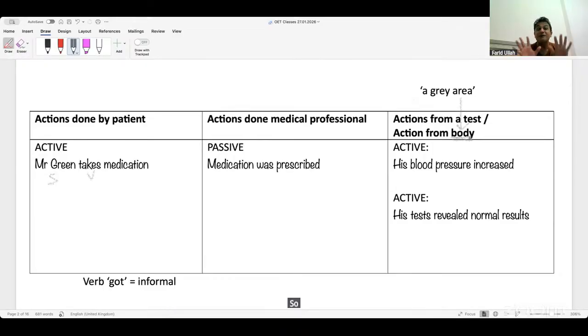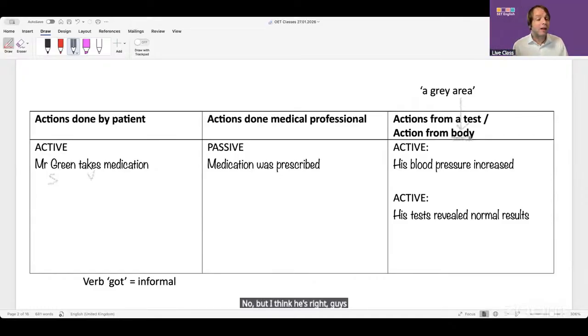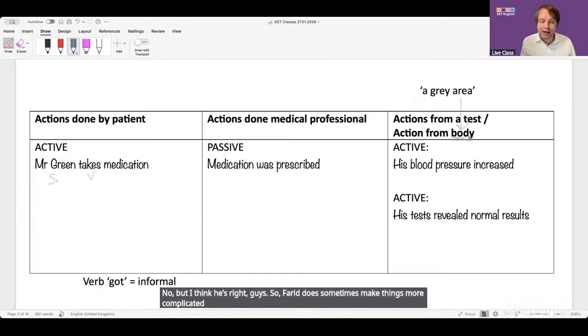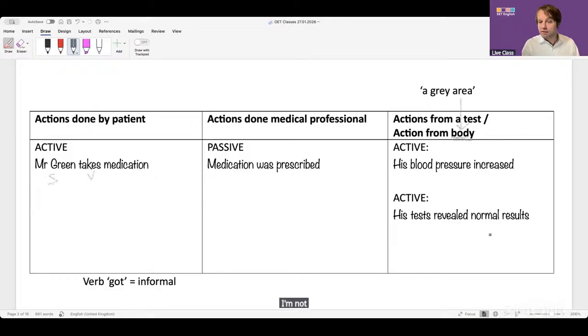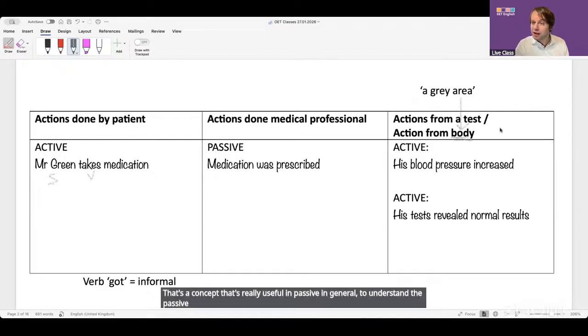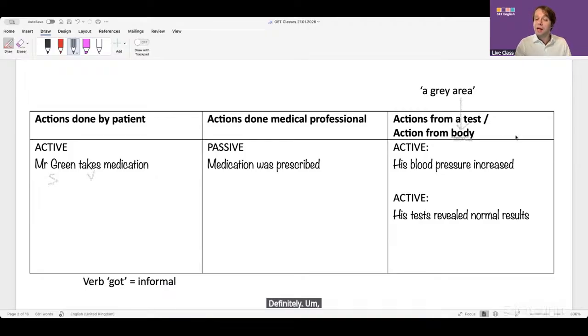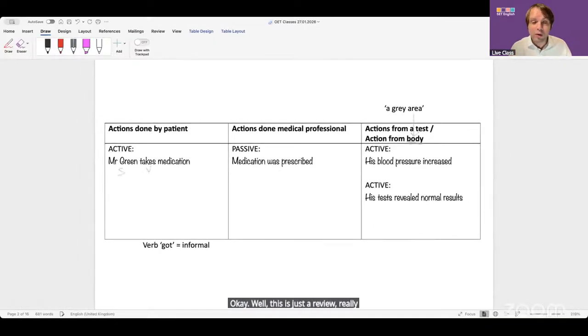I don't want to make it complicated, but this is one of the points. No, but I think he's right, guys. Farid does sometimes make things more complicated, but he normally has very good points. He understands this a lot. So I'm not going to bring in transitive and intransitive today, but that's a concept that's really useful in understanding the passive in general. Definitely. Amala, do you want to add something as well? You raised your hand. Okay. Well, this is just a review really anyway, so I won't go into it in any more detail.